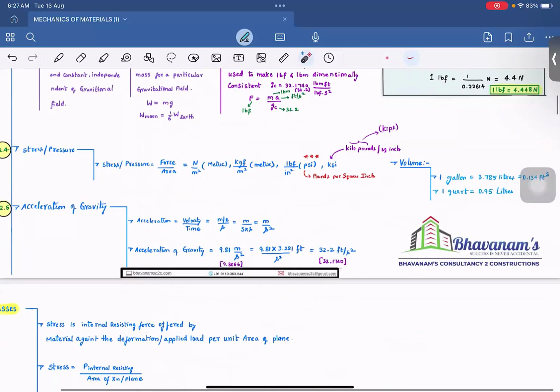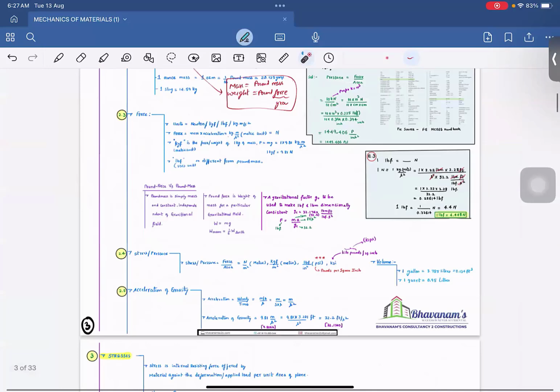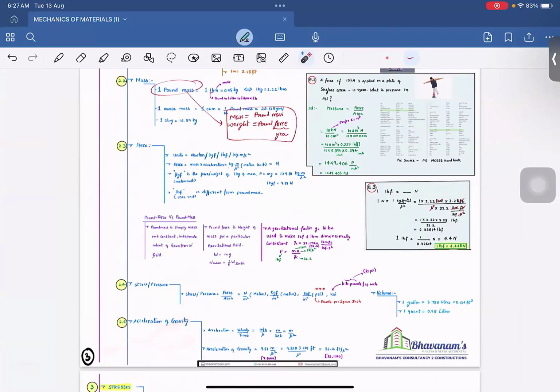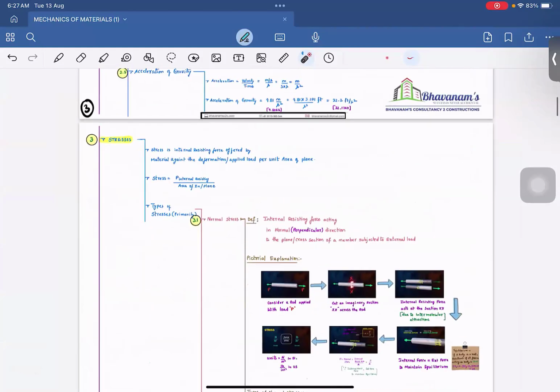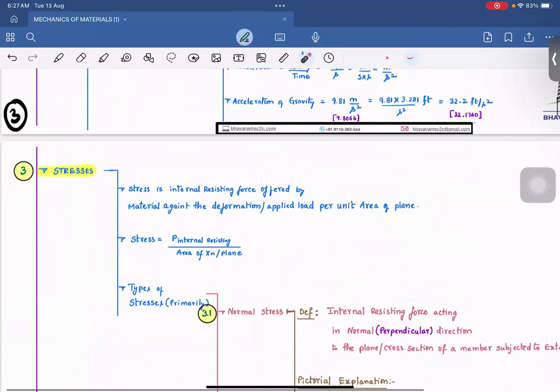So this is about the units. The thing about units is over. Just refer to the first few pages. You will not have any worries. Coming to the actual topic, stresses.